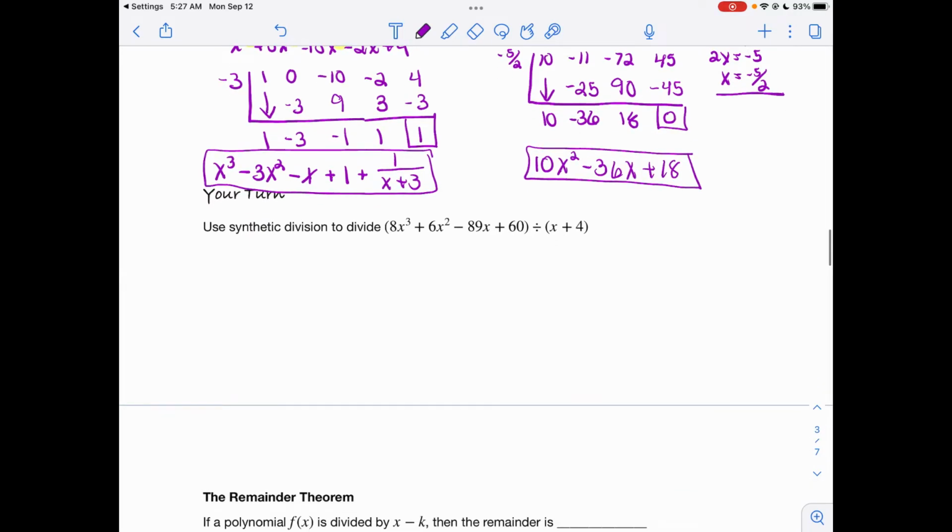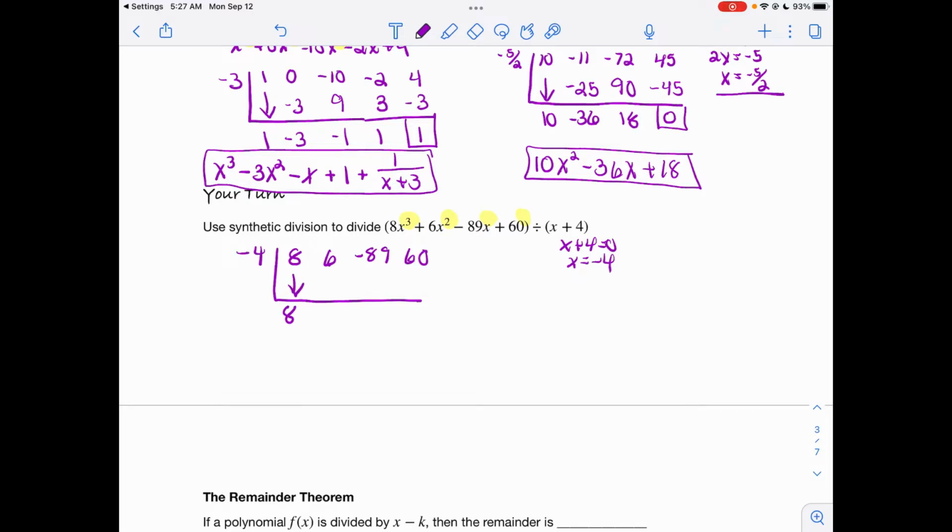All right, so let's see how you did. So looking at my degrees of the polynomial, x cubed, squared, 1, and 0, I don't need any placeholders. I'm just going to take those coefficients, 8, 6, negative 89, and 60, and then x plus 4 equals 0, so x equals negative 4 goes on the outside.